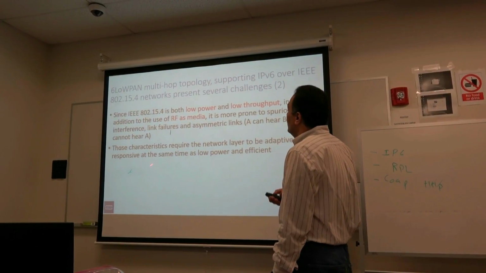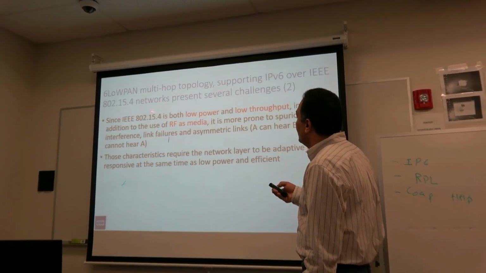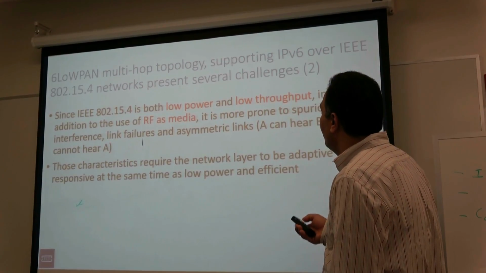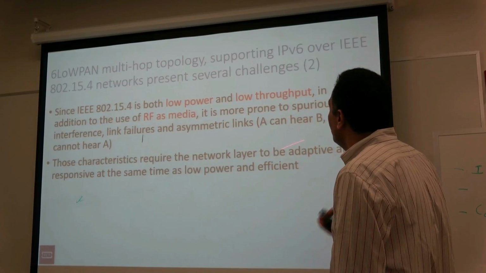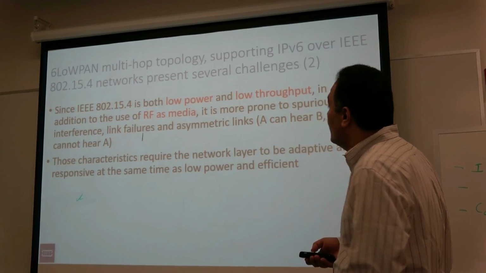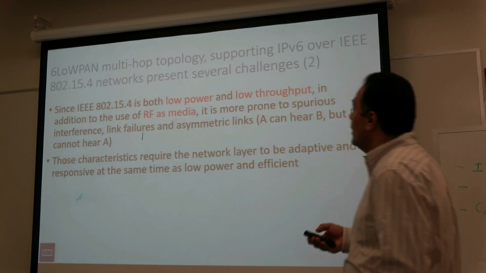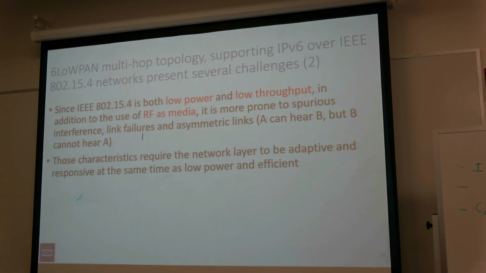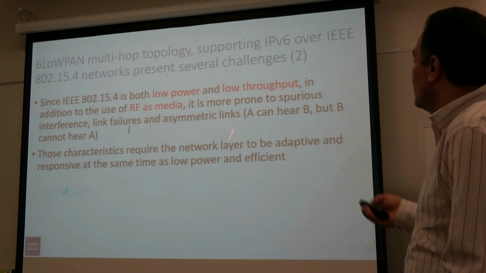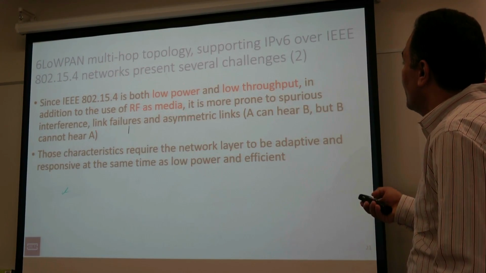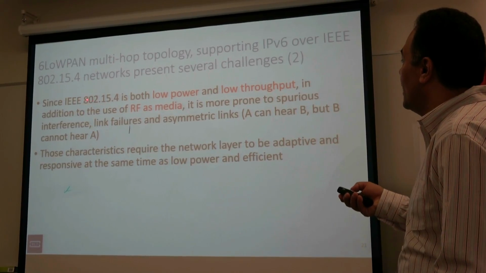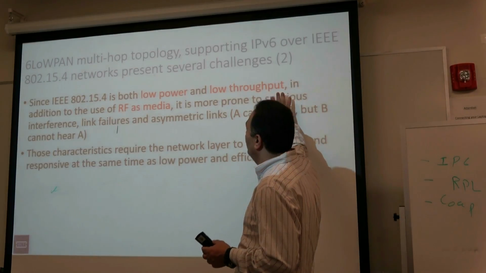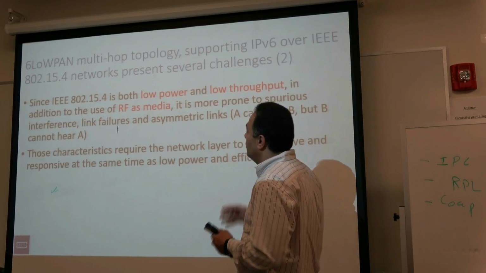All right. So since both low power and low throughput, in addition to RF as media, it is more prone to interference. So link failure always is much more possible with these devices. Thus the IEEE 802.15.4 provides low power and low throughput.